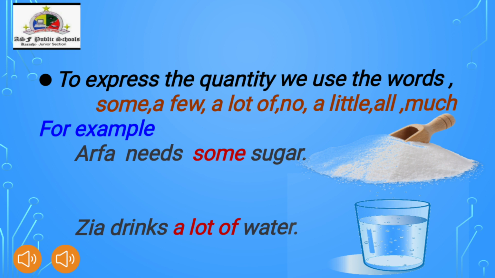These words, some and a lot of, only give us the idea of quantity and not the exact number of the uncountable nouns. So do remember, kids, that such words only give us an idea of quantity and not the exact number of the uncountable nouns.